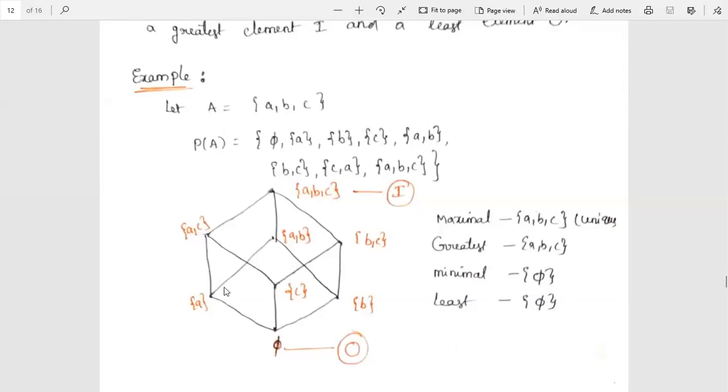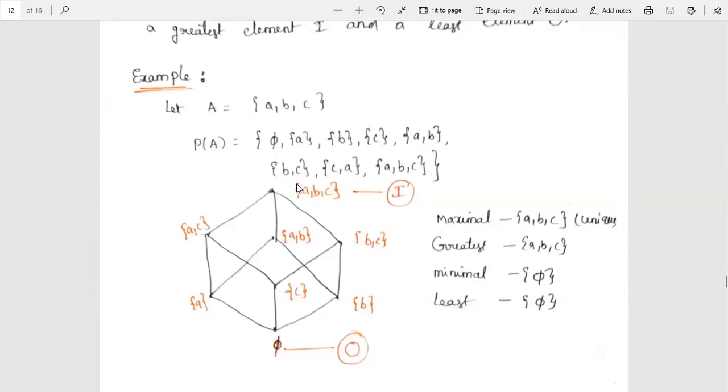So here A is related to {A, C} and {A, B}. The condition is less than or equal to, and it satisfies that condition. So B is related to {B, C} and {A, B}. This {A, B} is related to {A, B, C}. So here {A, C} is related to {A, B, C} and {B, C} is related to {A, B, C}. This is the Hasse diagram for the given power set.